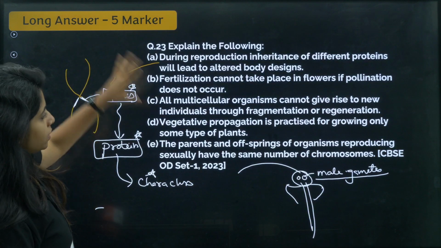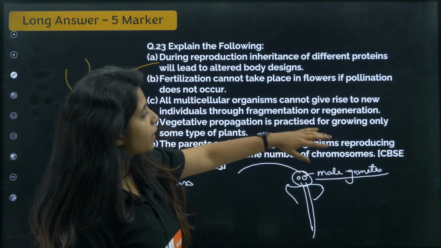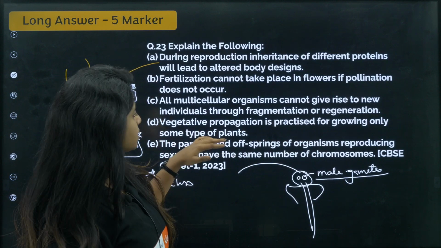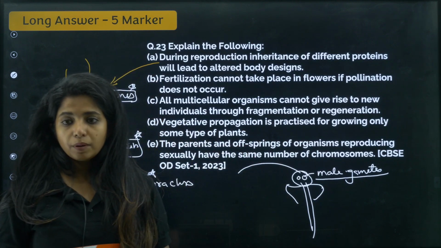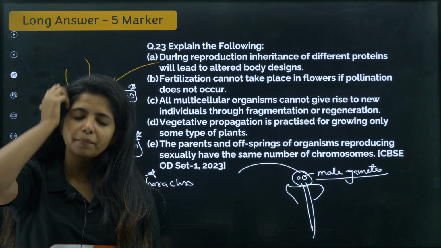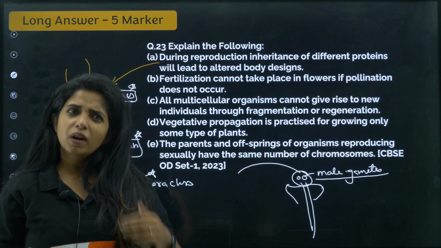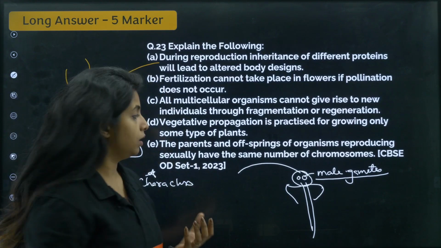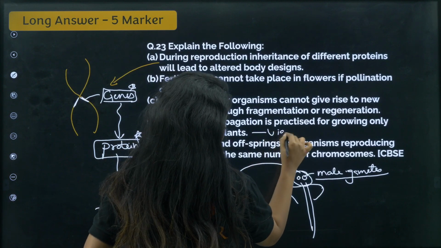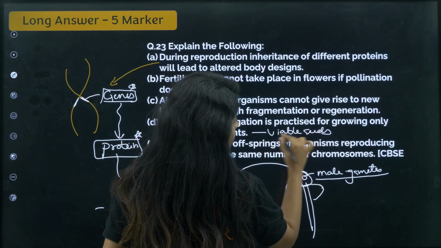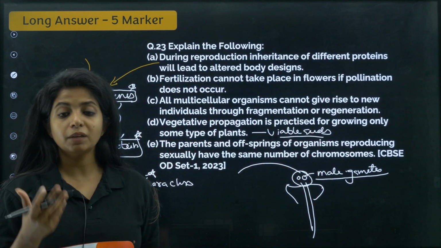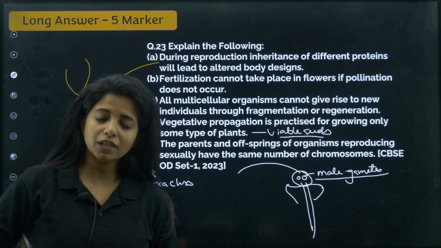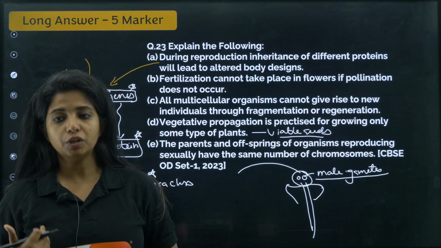Now, this is completed. Vegetative propagation is practiced for growing only some types of plants. Yes. Okay. What type of plants? Basically, the ones that do not have viable seeds. That means if the seeds are put, they do not germinate. For example, banana does not have viable seeds. So those can be easily grown with the help of vegetative propagation.